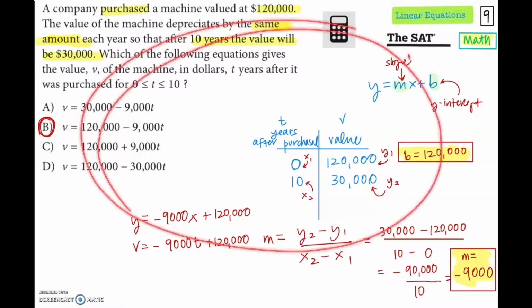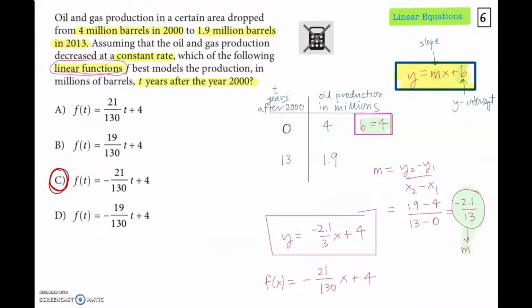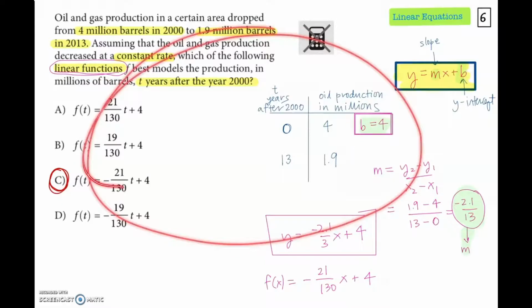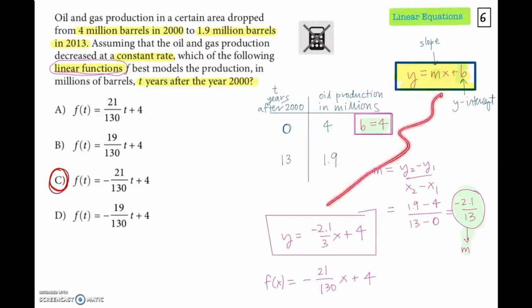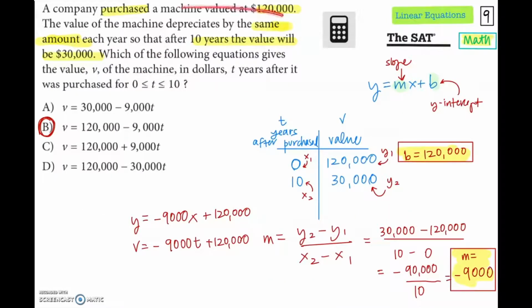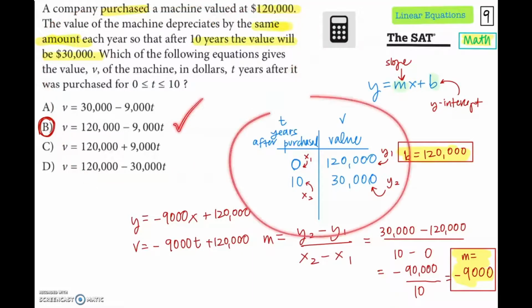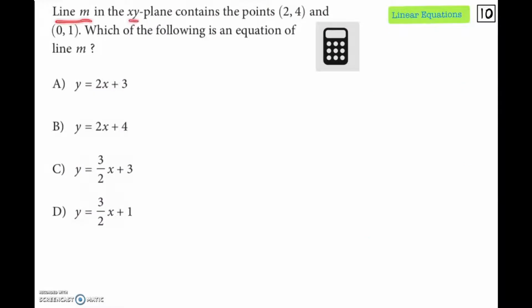And you can start to see a pattern. This whole problem is very similar to one that we just did. It's almost identical to this oil and gas production problem where we had to go through and come up with a formula for oil and gas production. So you should expect a problem like this where you're having to construct a linear function based off of a couple of data points. Next problem, let M in the xy plane contain the points 2, 4, and 0, 1.